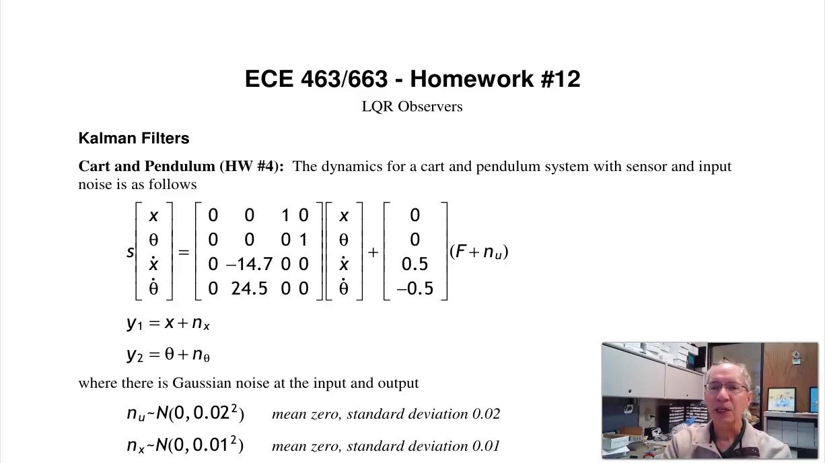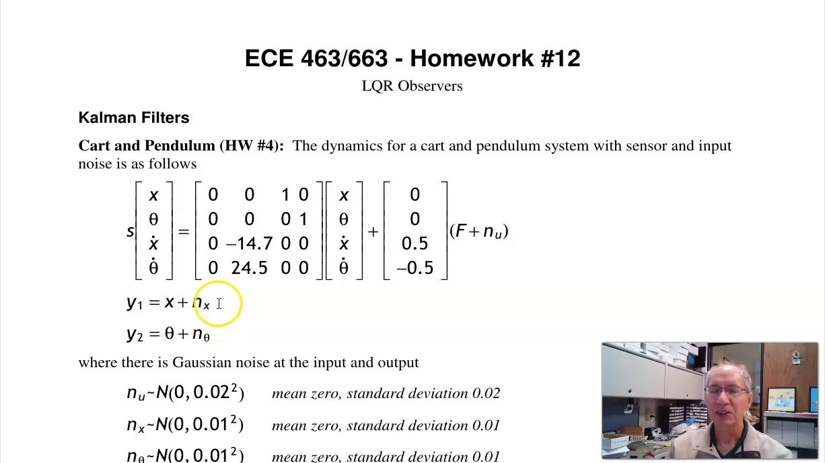So this problem is look at a cart and pendulum system, design a full order observer for this system, assuming I have an input disturbance and sensor noise on position and sensor noise on angle. I can measure both position and angle. Come up with an observer that does that.